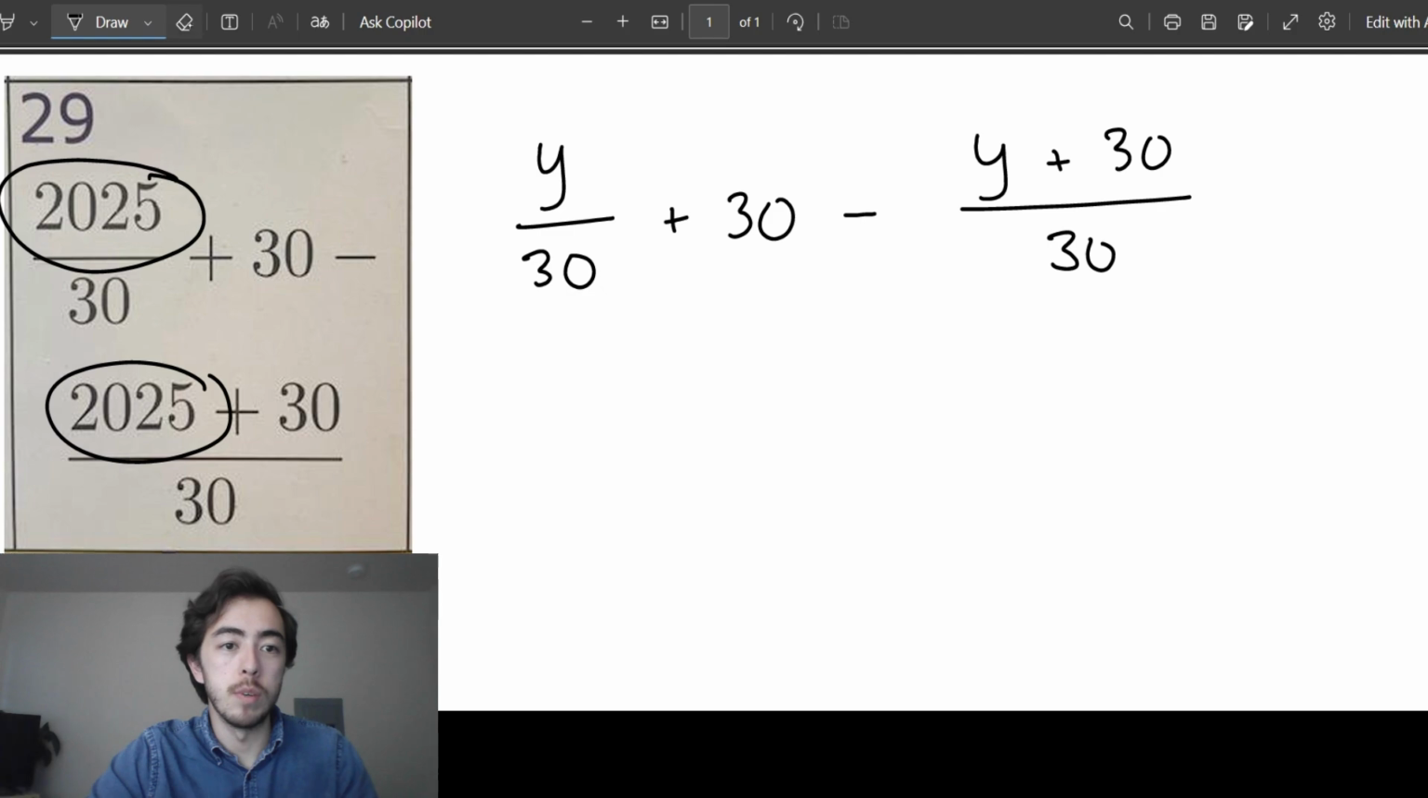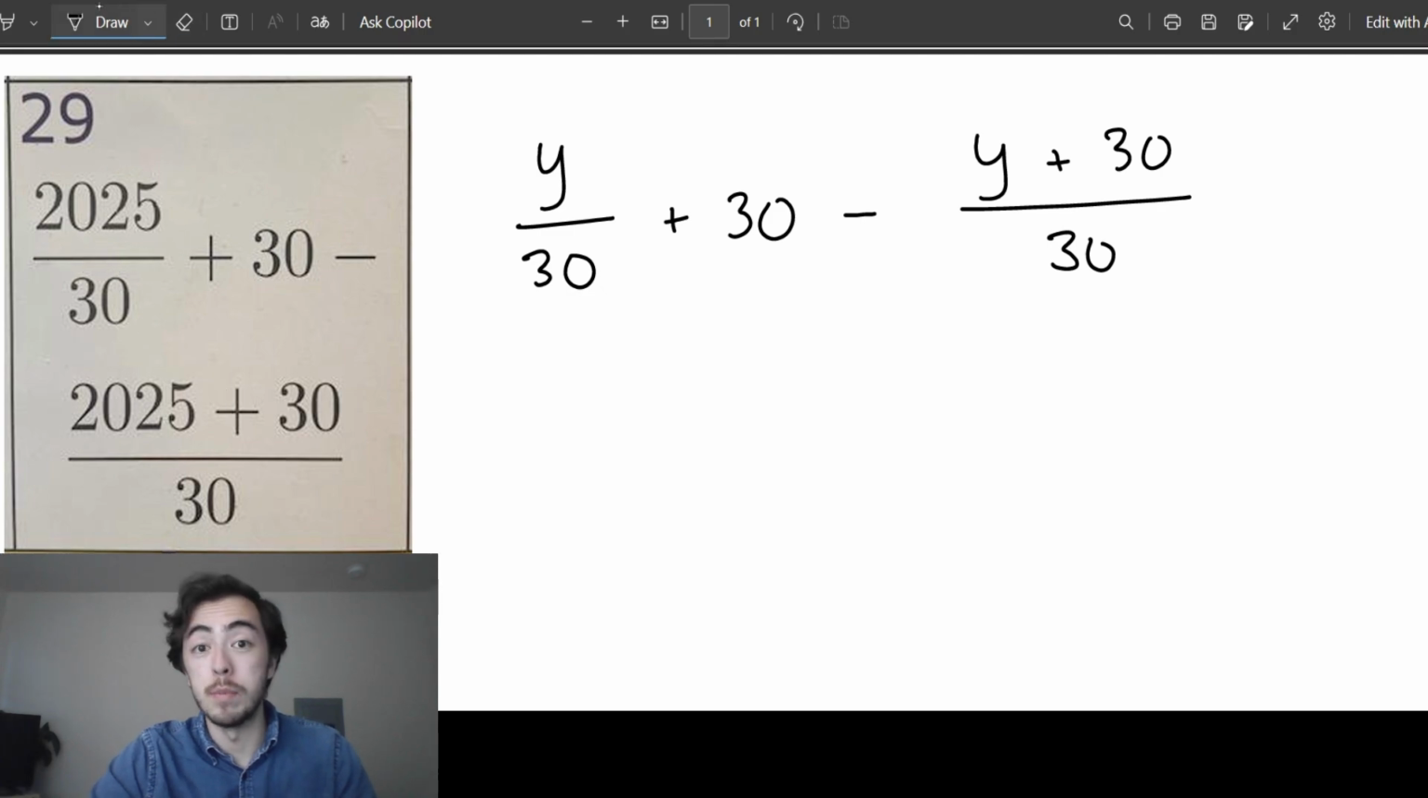So hopefully this number in front of us right now is the number 29. And real quickly, I can see that it is. I know that I can distribute denominators here. So this 30 could be applied to the y first, and then this 30 second.